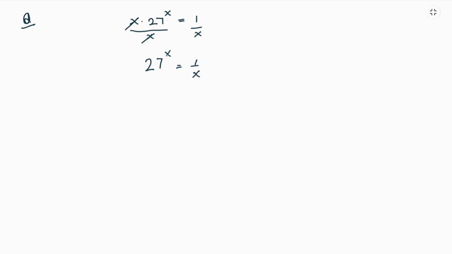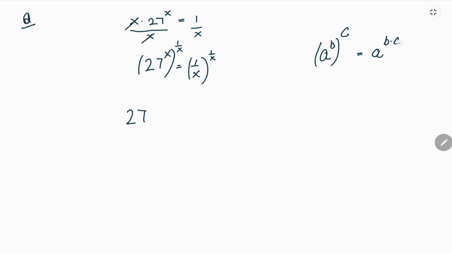So now we have 27 raised to power x here. Now I want to remove x from this side as well. So what will I do? I will take power 1 by x on both sides. Here on the left hand side we have 27. Since we know that a raised to power b raised to power c is equal to a raised to power b times c, this means here we will multiply x and 1 by x. It will become x times 1 by x, and we will cancel them out, right? And on the right hand side we have 1 by x raised to power 1 by x, right? So it is equal to 27 equals 1 by x raised to power 1 by x.